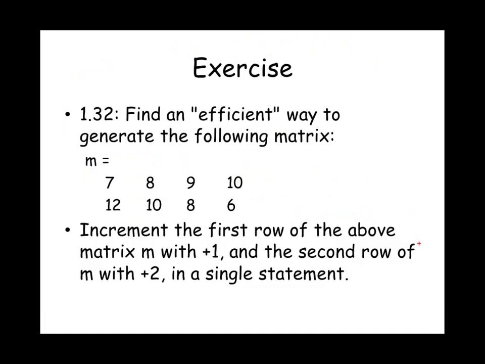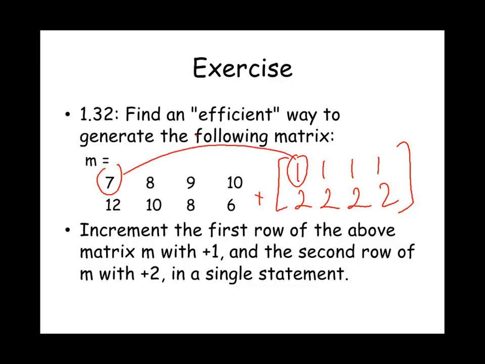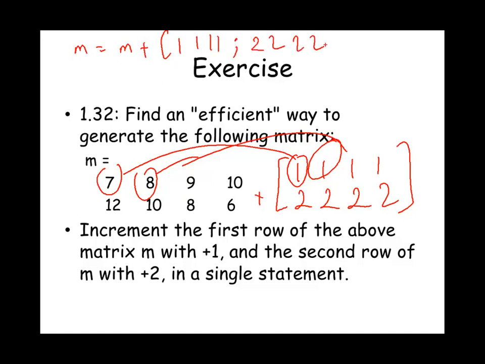You can take a minute to solve the next problem. One way to solve it is to add to M a matrix that has 1s in the first row and 2s in the second row, and this matrix should have the same size as M. MATLAB will perform element-wise addition to generate a new matrix that has the same size and contains addition of the corresponding values from these two matrices. So the solution to this problem is to say M equals M plus 1, 1, 1, 1, semicolon, 2, 2, 2, 2. Even though this is correct, it's not the best answer.